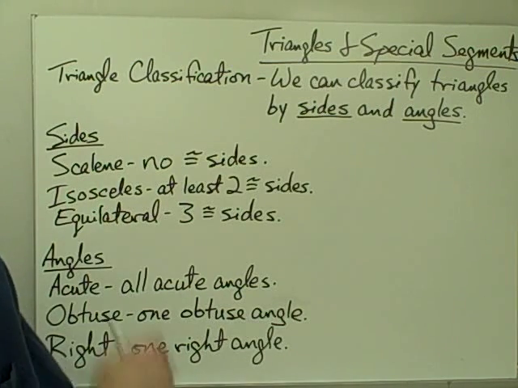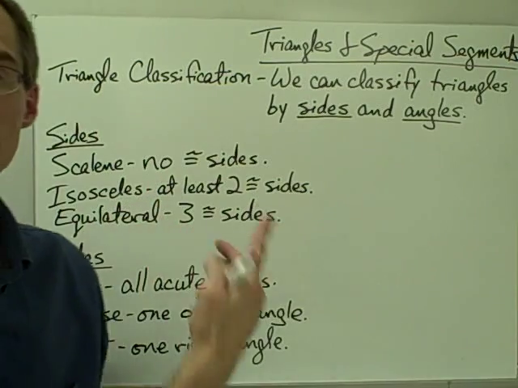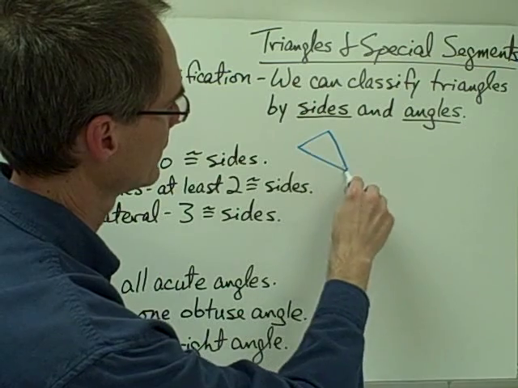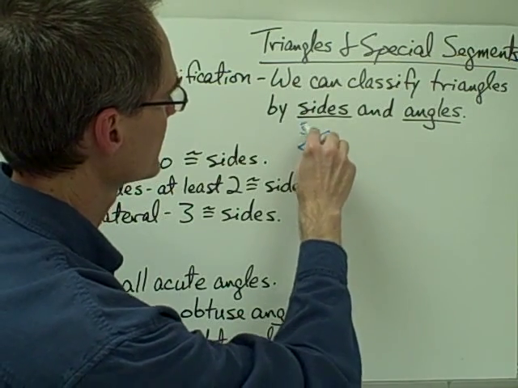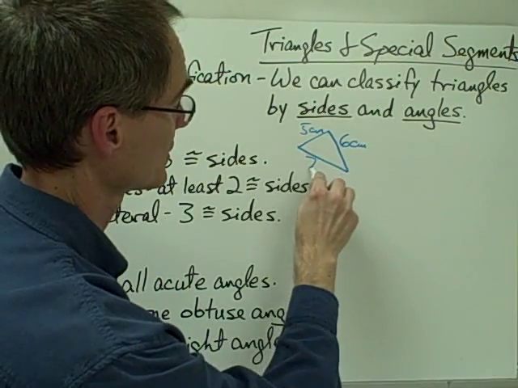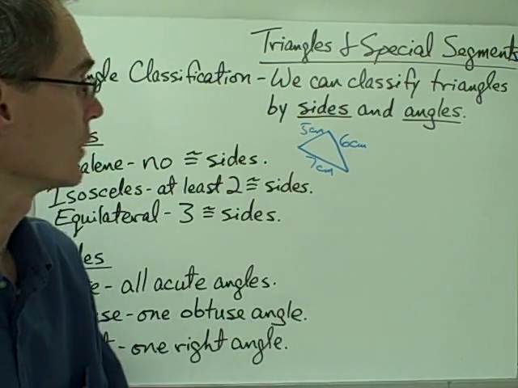The first type of triangle would be a scalene triangle, and this just means a triangle with no congruent sides. So, for example, if I had a triangle that had one side that was 5 centimeters and one side that was 6 centimeters and one side that was 7 centimeters, that would be a scalene triangle. None of the sides are congruent.